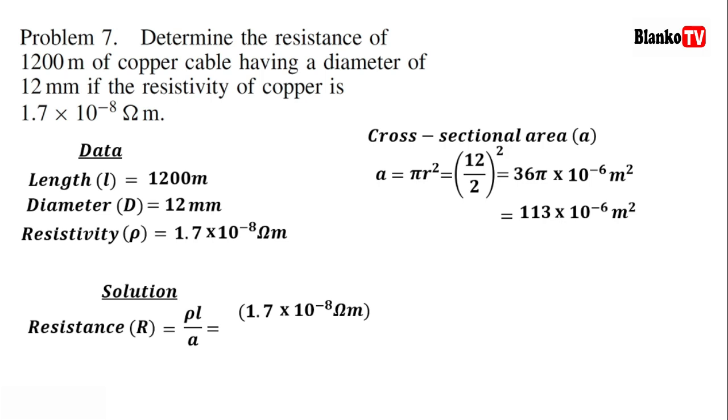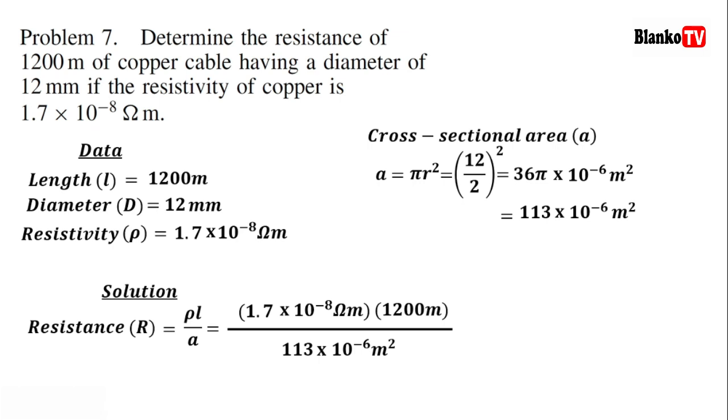So we have 1.7 times 10 raised to the power negative 8 ohm meter, being our rho, that is the resistivity, multiplying 1200, which is the length, all over the cross-sectional area that we just calculated, which is 113 times 10 raised to the power negative 6 meters squared. I hope you are following it.